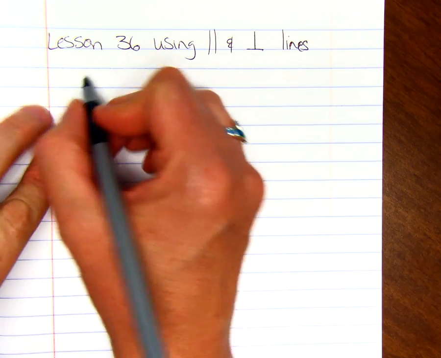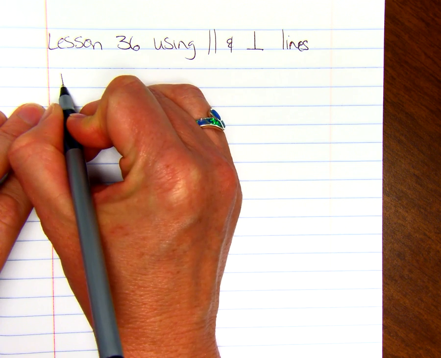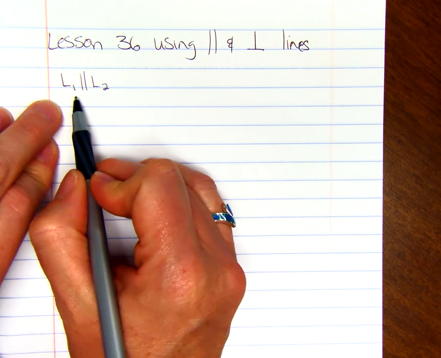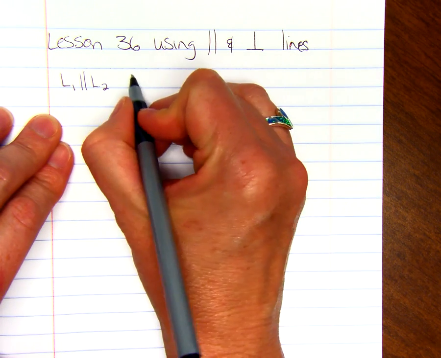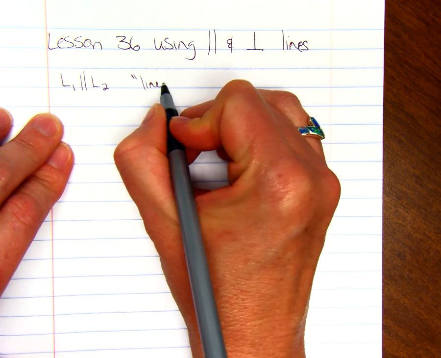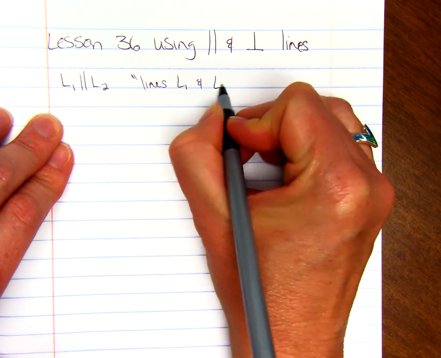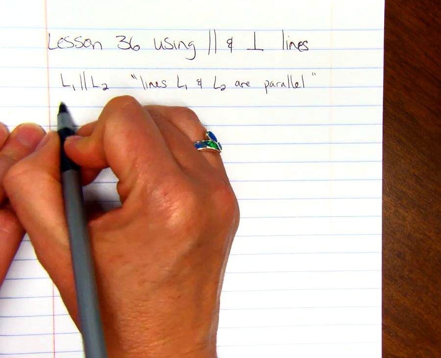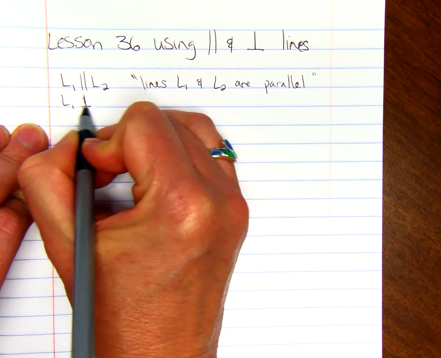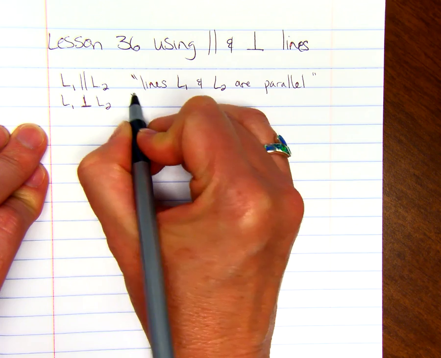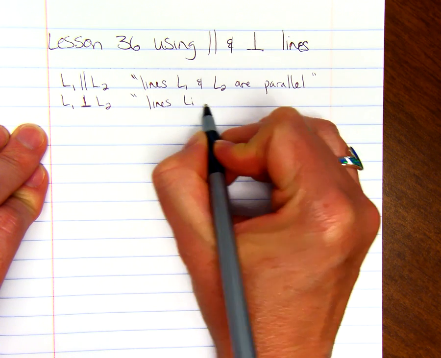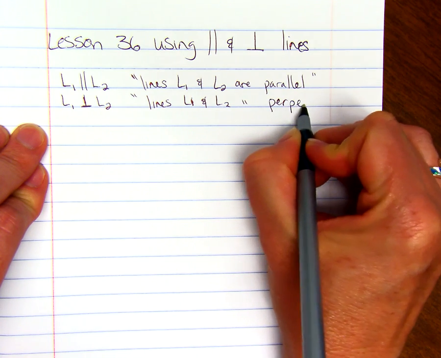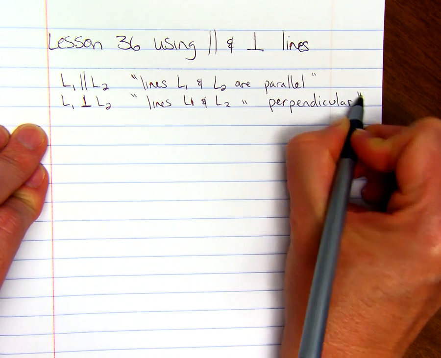If you want to say that two lines are parallel, let's say line L sub 1 is parallel to line L sub 2, you can use the parallel symbol, and this just says lines L sub 1 and L sub 2 are parallel. And then if you want to say that they're perpendicular, you can use that little upside down capital T, and that just says lines L sub 1 and L sub 2 are perpendicular. That's just some vocab there for you.